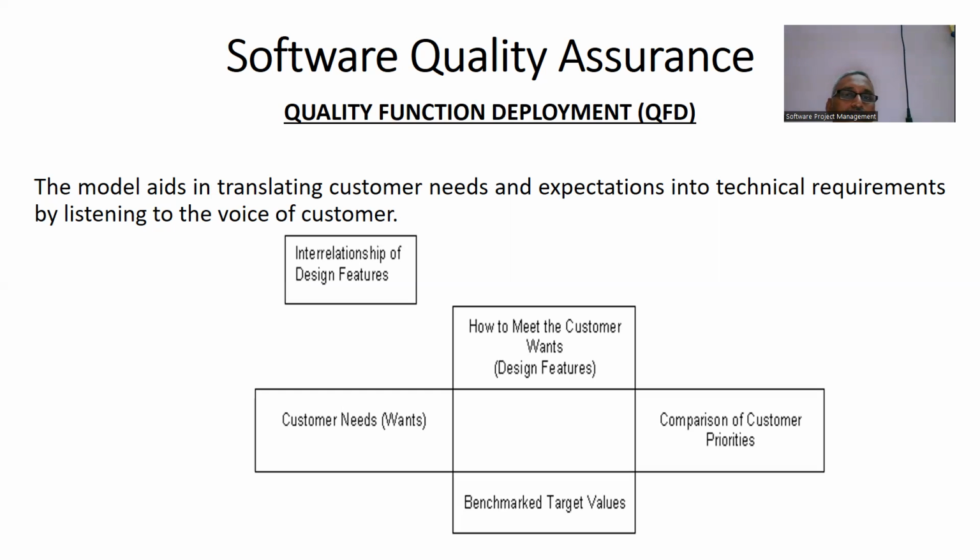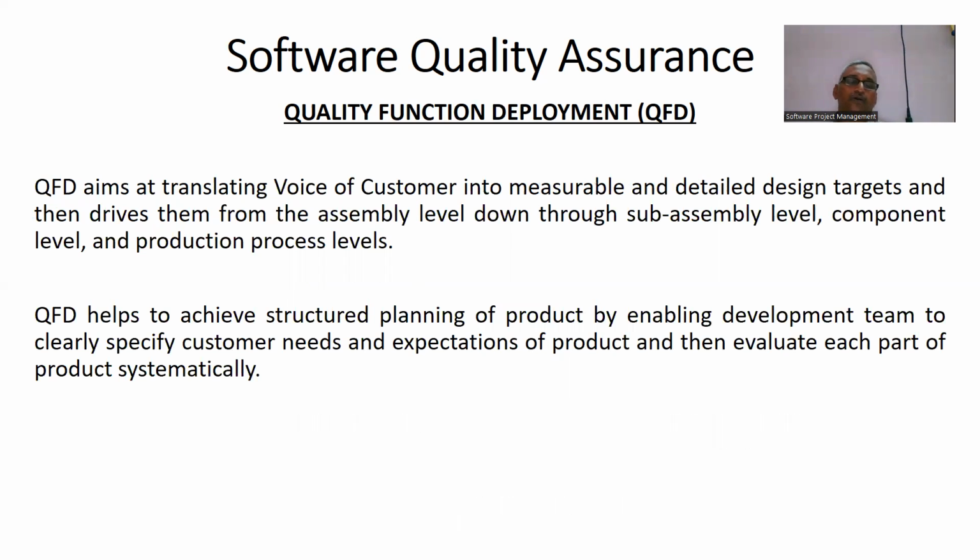QFD, quality function deployment, aims at translating voice of customer into measurable and detailed design targets and then drives them from the assembly level down through sub-assembly level, component level, production process level. Next, quality function deployment helps to achieve structured planning for a product by enabling the development team to clearly specify customer needs and expectations of the product and then evaluate each part of the product simultaneously.